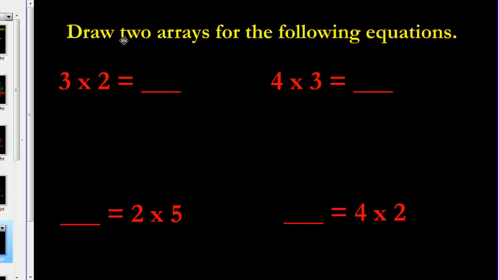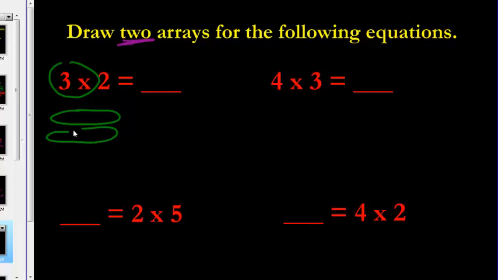Draw 2 arrays. We need 2 arrays for the following equations. So 3 times 2 equals what? The important part is getting the array done. I'm going to show you how to draw arrays properly. 3 groups. I'm going to draw 3 rows. I'm going to make a row here, a row here and a row here. There, I've made my rows. They're empty right now, but I'm going to put stuff in them. I'm going to put 2 things inside of each one.